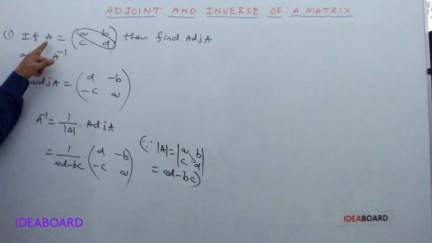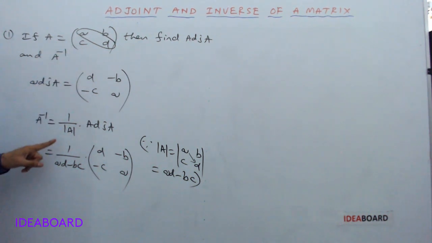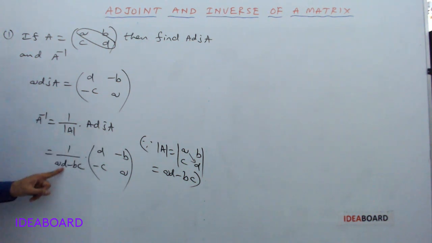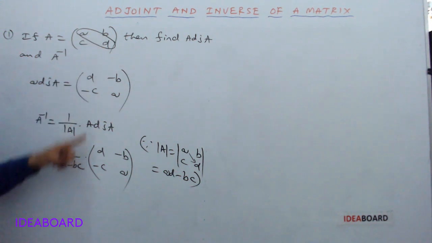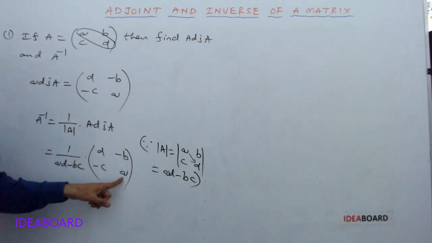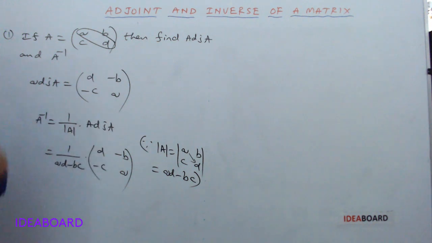So the formula for the inverse of a 2 by 2 square matrix is always equal to 1 by det A into adjoint of A, that is 1 by AD minus BC into, interchange these two, D, A. Next, change the signs of off diagonal elements.